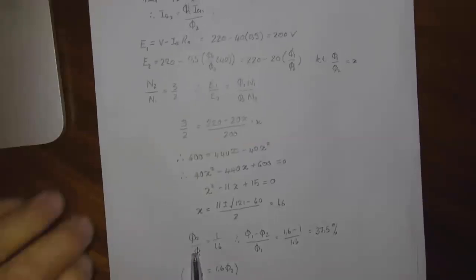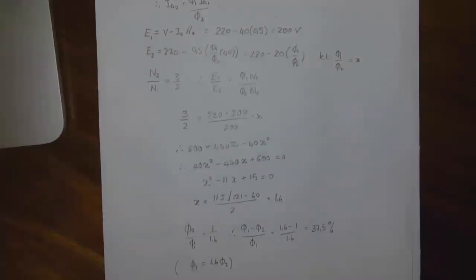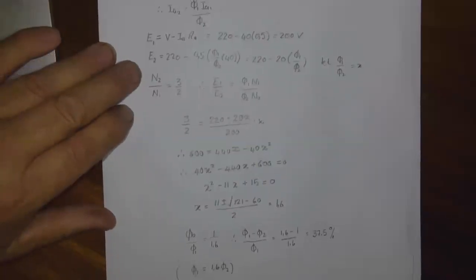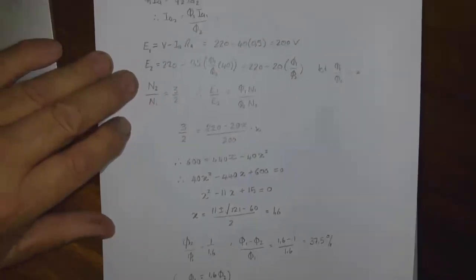So we know that flux 2 over flux 1 is 1 over 1.6. And to determine the change, it's flux 1 minus flux 2 over flux 1. So it's 1.6 minus 1 over 1.6, which gives us a 37.5 percent change in the flux. So that the speed becomes 1.5 times. Any questions there?